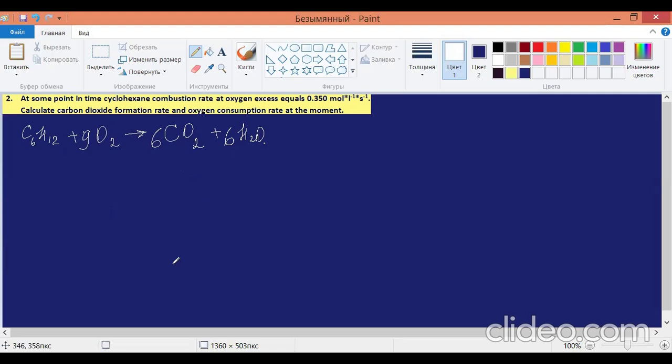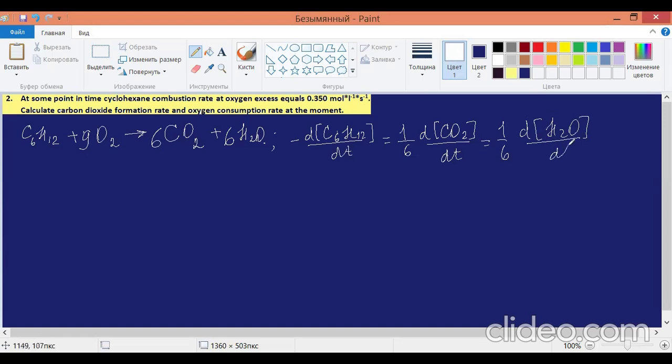Now we've got the chemical reaction, and we can write that d of the cyclohexane concentration, C6H12, over dt is 1 out of 6 d CO2 over dt, and 1 out of 6 d H2O over dt.